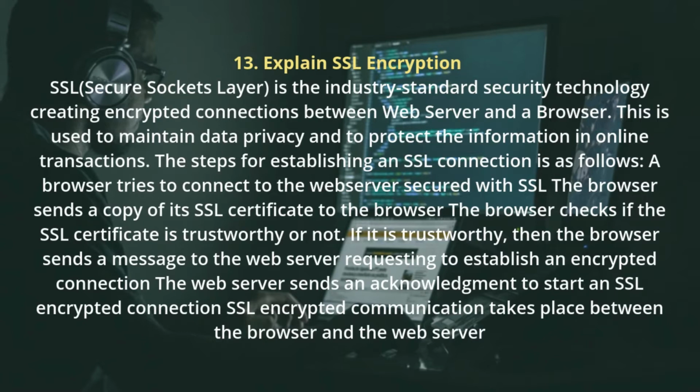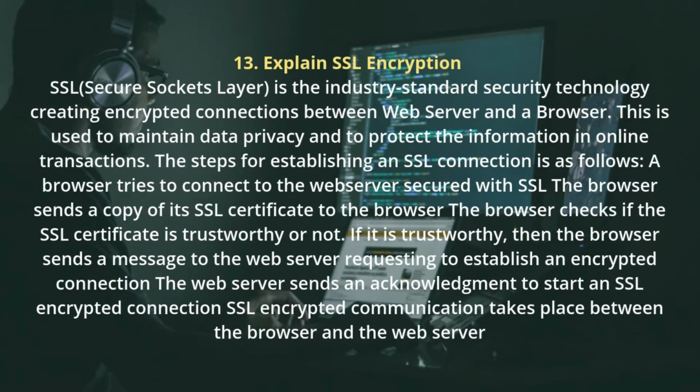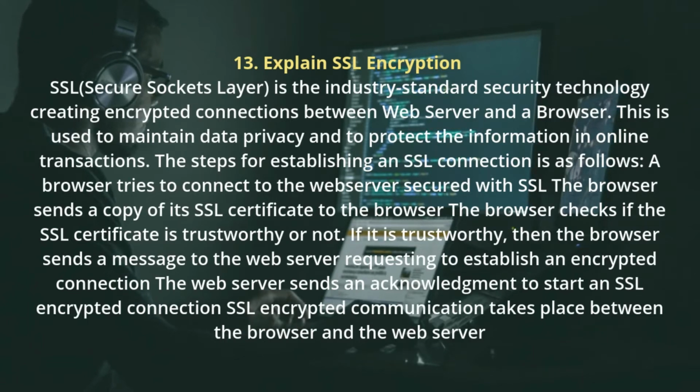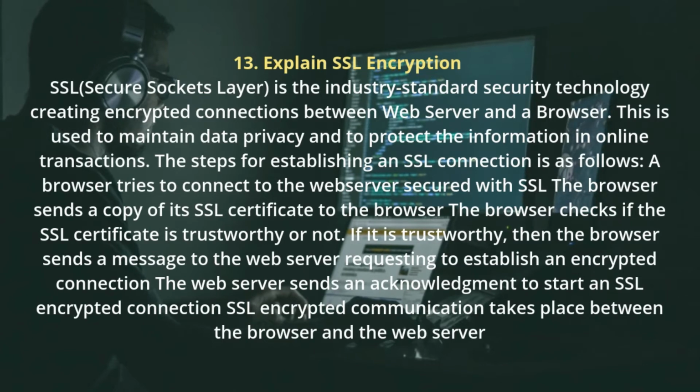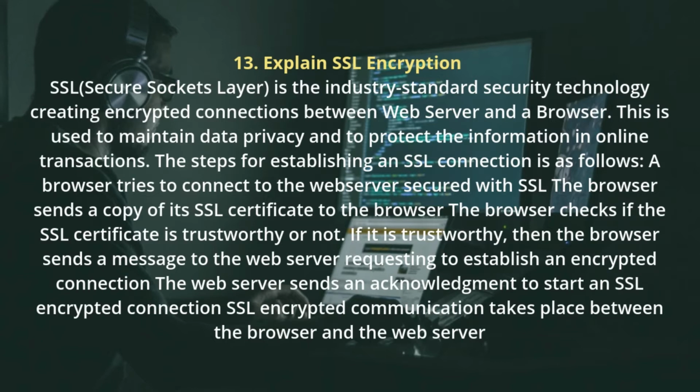The web server sends a copy of its SSL certificate to the browser. The browser checks if the SSL certificate is trustworthy or not. If it is trustworthy, then the browser sends a message to the web server requesting to establish an encrypted connection. The web server sends an acknowledgement to start an SSL encrypted connection. SSL encrypted communication takes place between the browser and the web server.